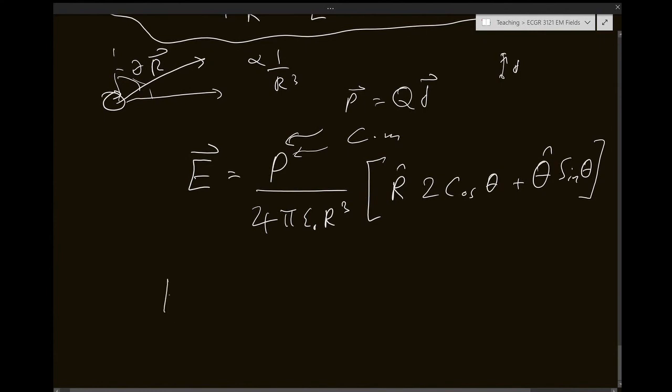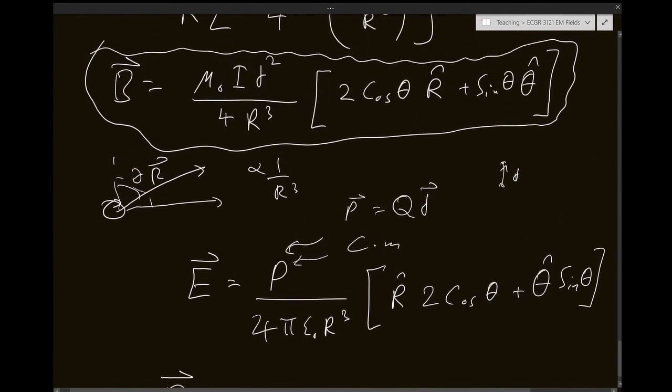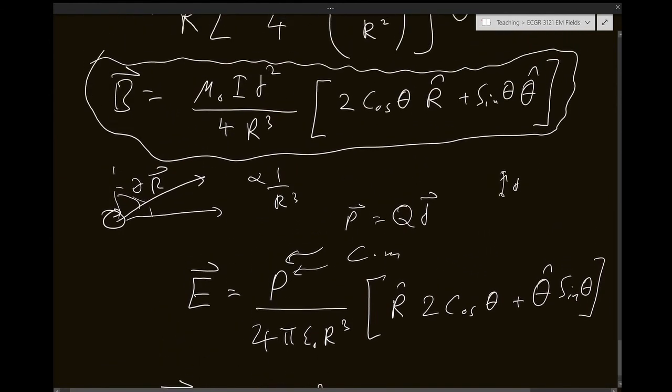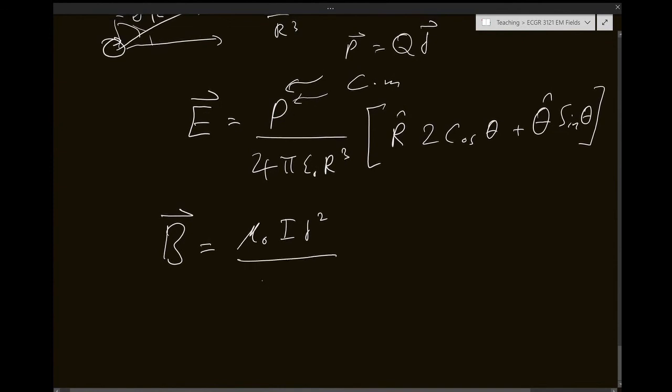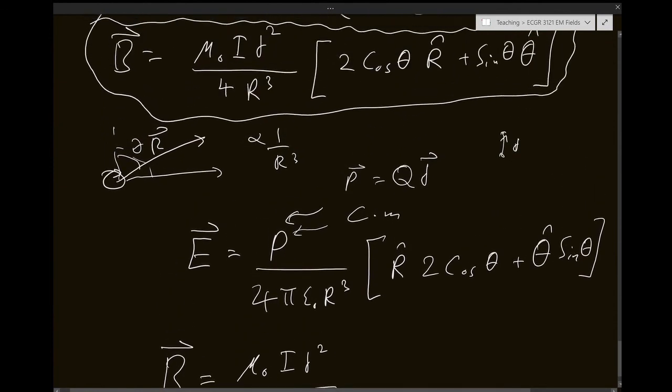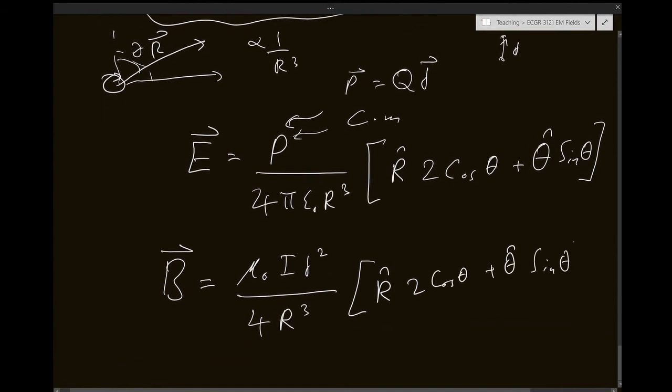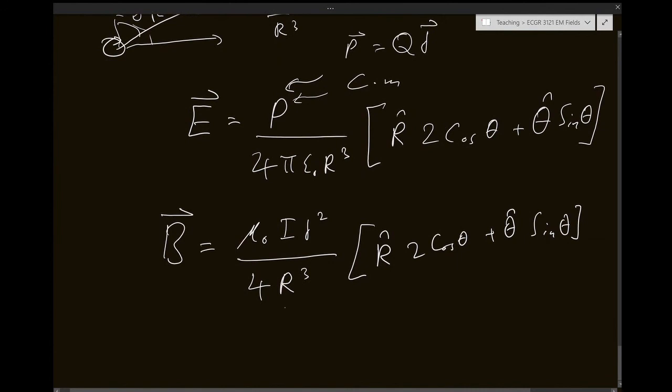And then the field due to the magnetic dipole is going to be, what is it? Is mu naught I d squared, we just calculated it, over 4 r cubed, r hat 2 cosine theta plus theta hat sine theta. It is the same thing. I mean, this constant here has a different form slightly. Let's make it match more precisely.